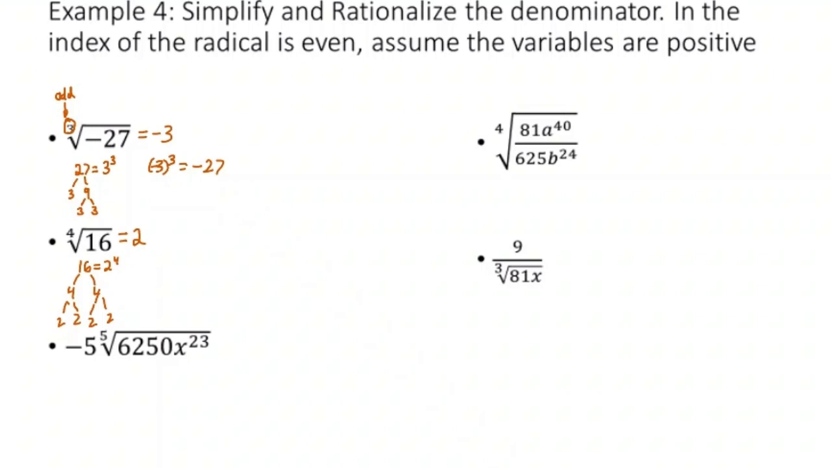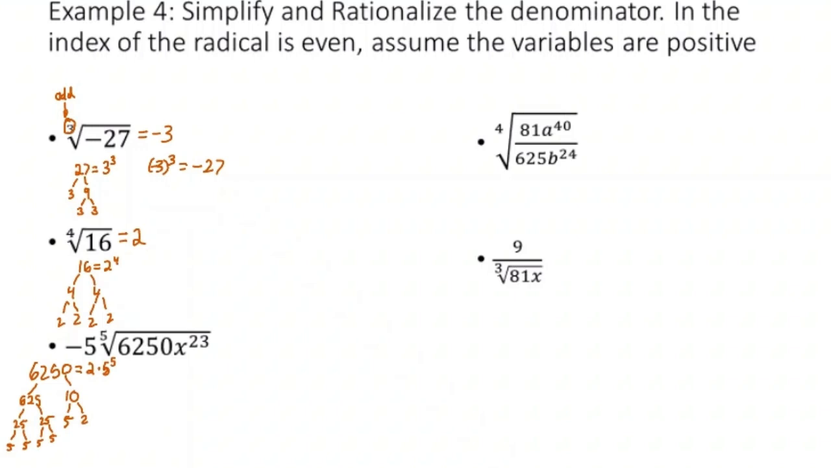Now we're going to simplify negative 5 times the fifth root of 6,250 x to the 23. Now, just like before, we're going to try to rewrite the 6,250 as a product of primes. 6,250 is 625 times 10. 625 is 25 times 25, 10 is 5 times 2, and the 25s are each 5 times 5. So 6,250 is equal to 2 times 5 to the fifth power.